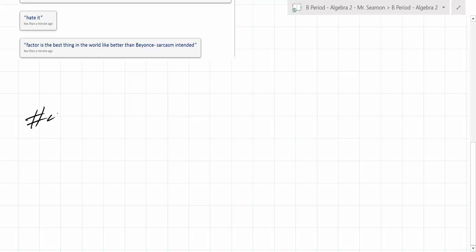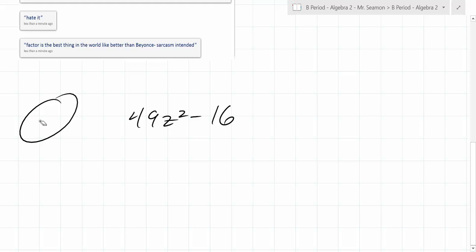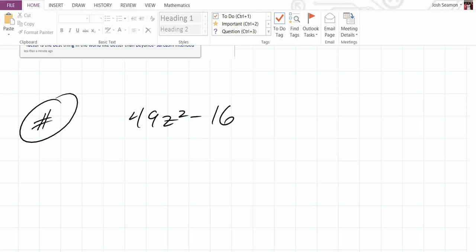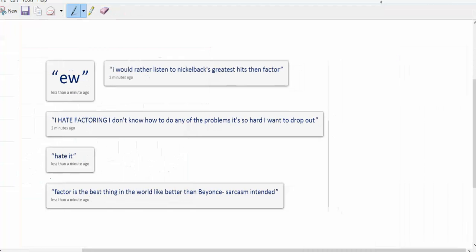Number 6 says 49. Stop the tapping, please. z squared minus 16. What do you notice when you look at that? They are squares. They're perfect squares.